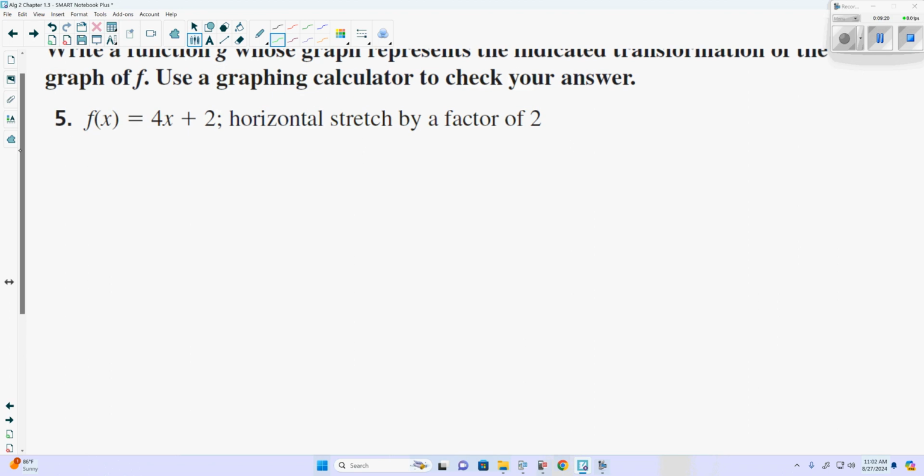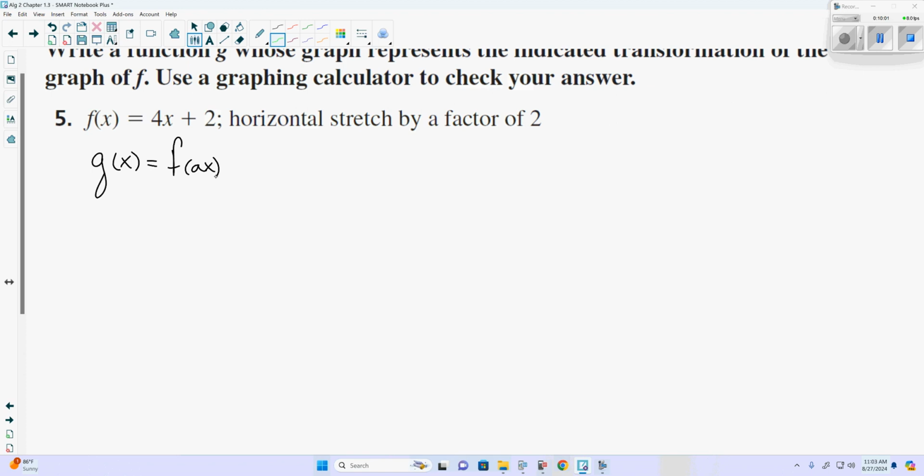So we want to write a function g of x. So we're taking f of x here, 4x plus 2, and applying a horizontal stretch by a factor of 2. This is the one where we flip. So I think I left this one off. I did give you the homework yesterday. So guys, this one's not on the note sheets. I do need to fix that.